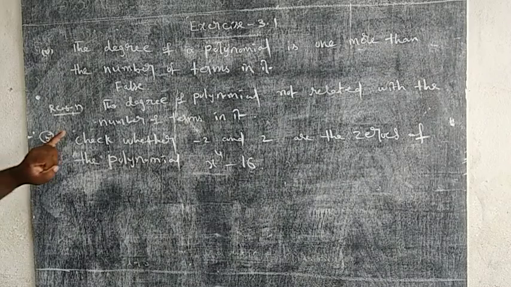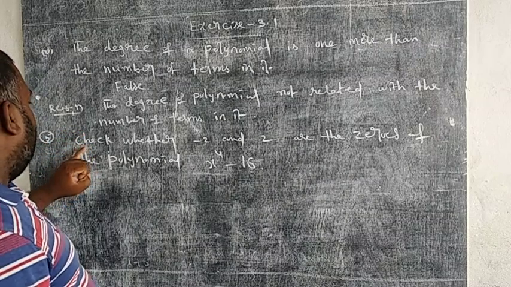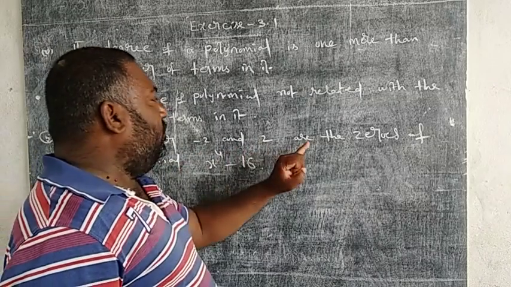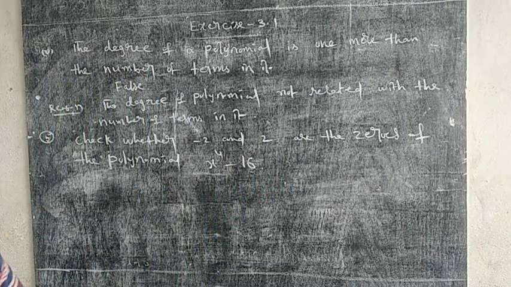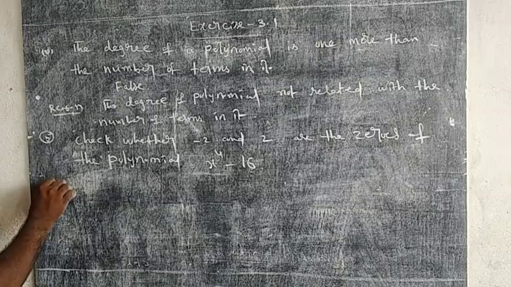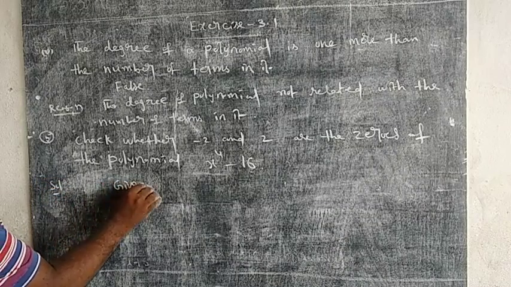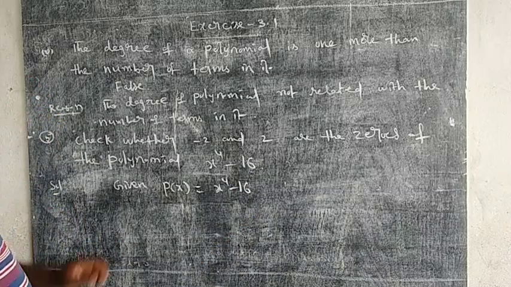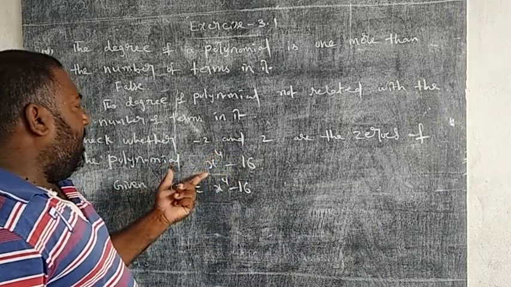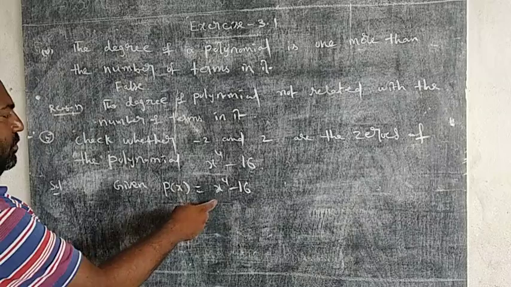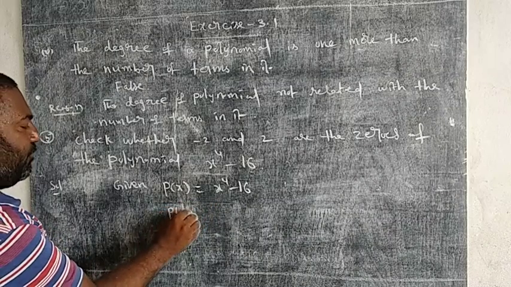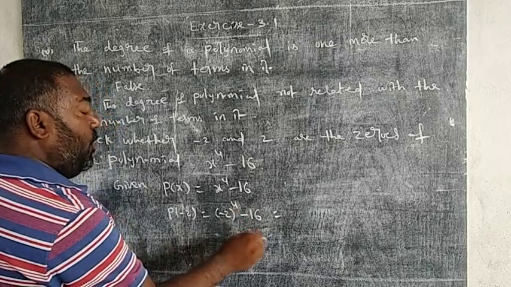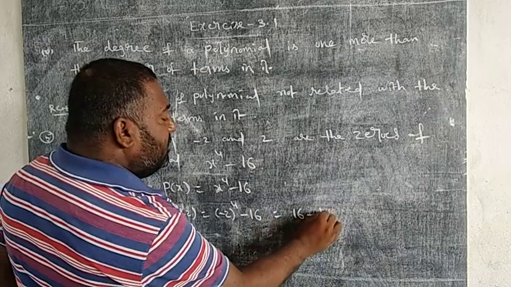So in this exercise, the last problem is: check whether minus 2 and plus 2 are the zeros of the polynomial x power 4 minus 16. Given p of x is equal to x power 4 minus 16. Replacing x by minus 2 in this polynomial, p of minus 2 is equal to minus 2 power 4 minus 16. Minus 2 power 4 value is 16, minus 16.